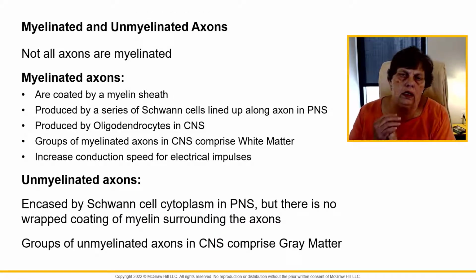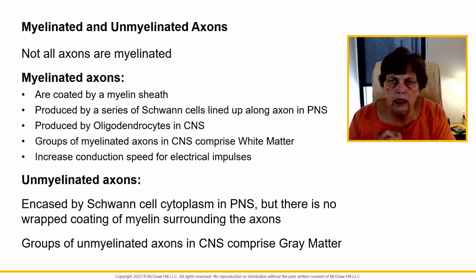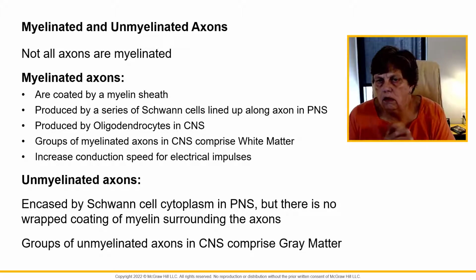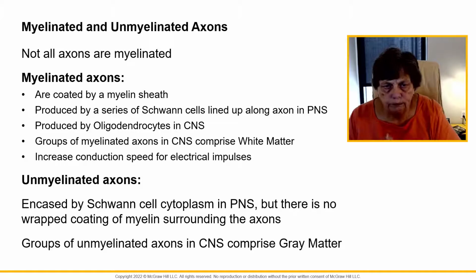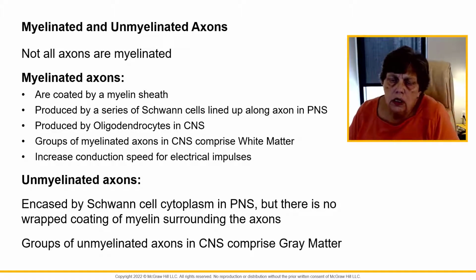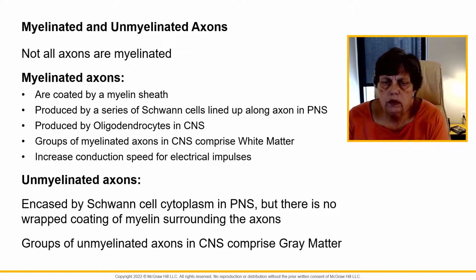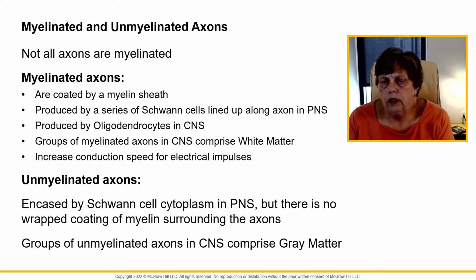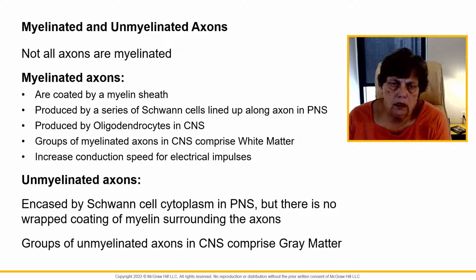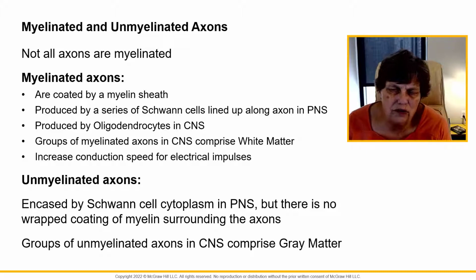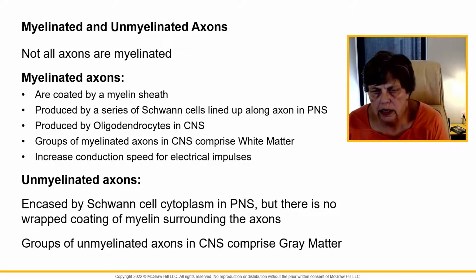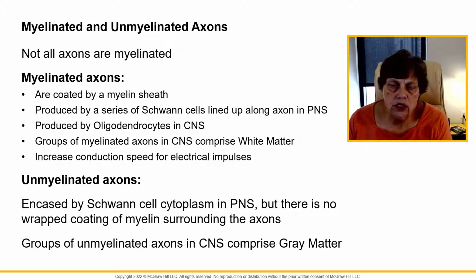All right, so you have myelinated and unmyelinated axons. Not all the axons are myelinated. And as I mentioned, they are produced by a series of Schwann cells, and that Schwann cell is going to produce myelin, and it lines up. In the central nervous system, you do have some myelinated axons, and it is produced by the oligodendrocytes.